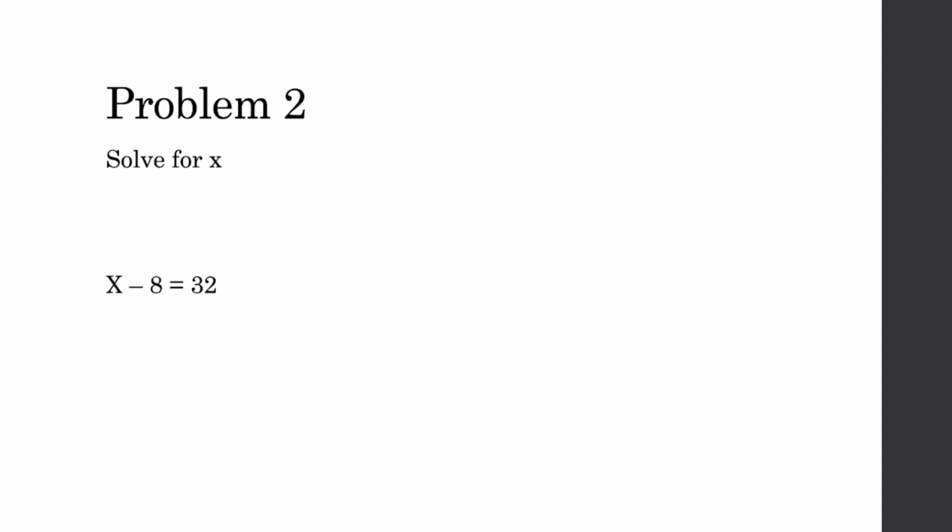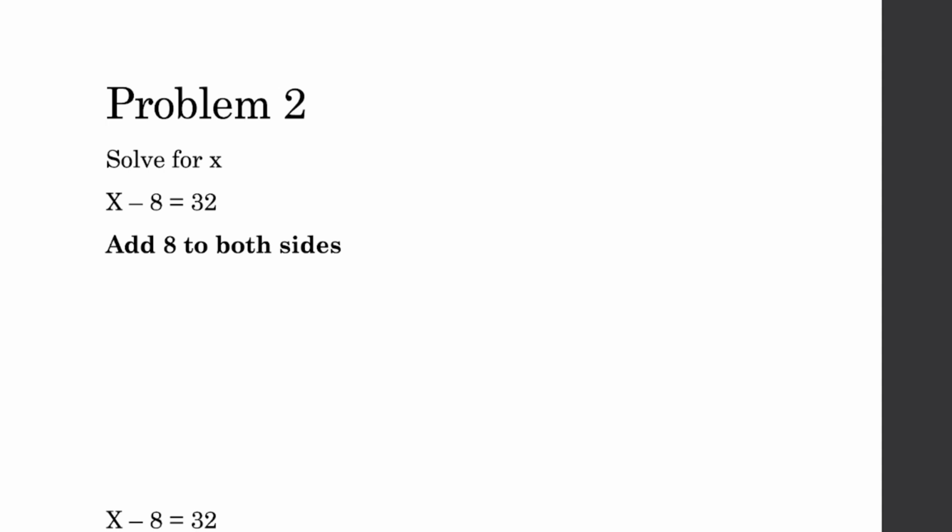We are going to solve for x. We have x minus 8 equals 32. So similarly to question number 1, we're going to add 8 to both sides.